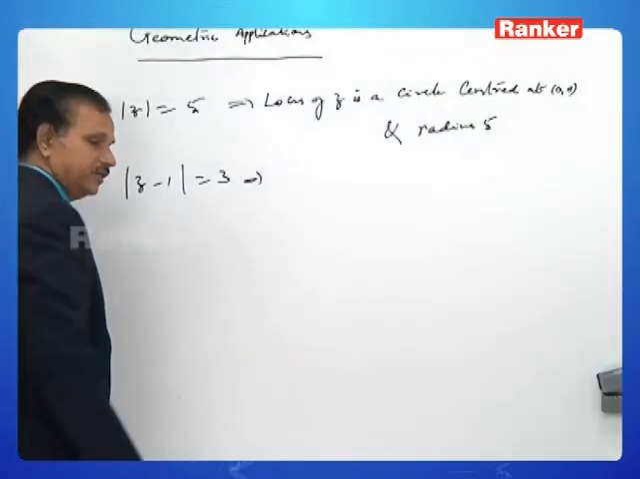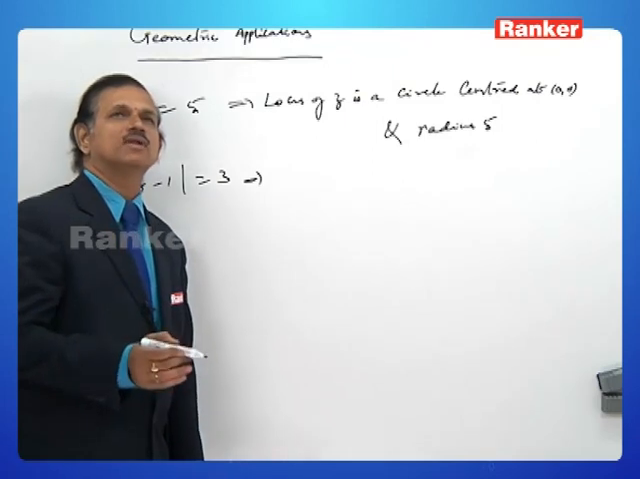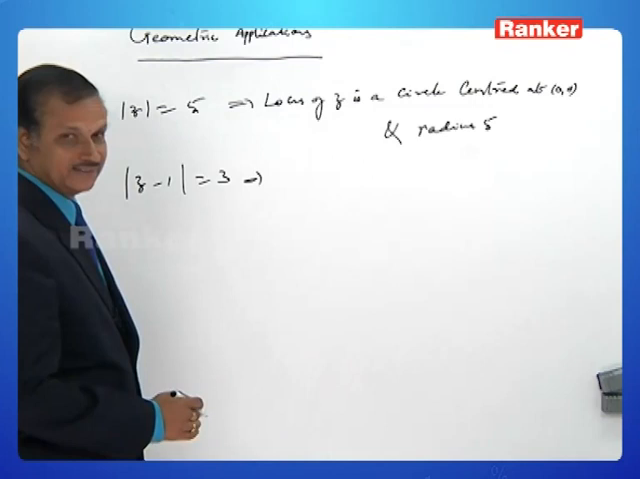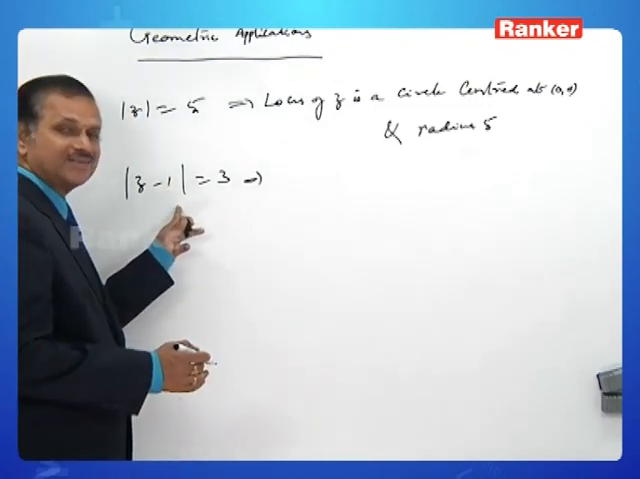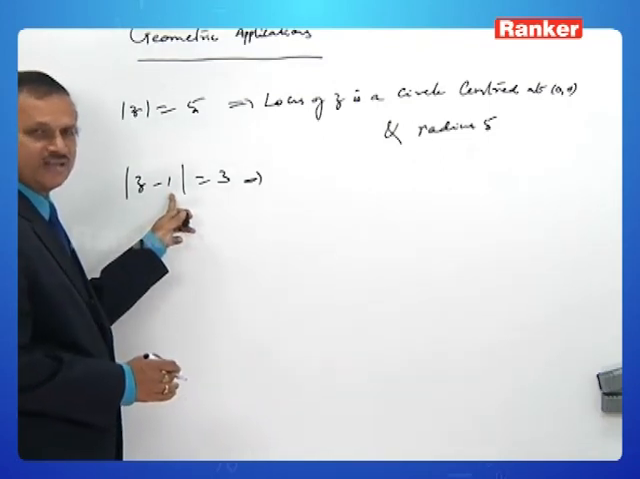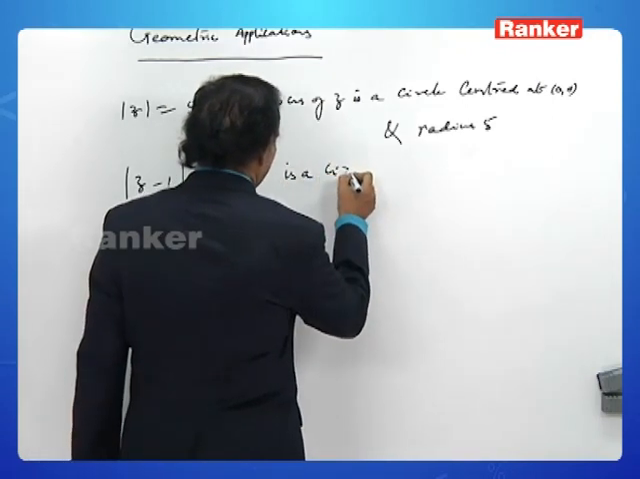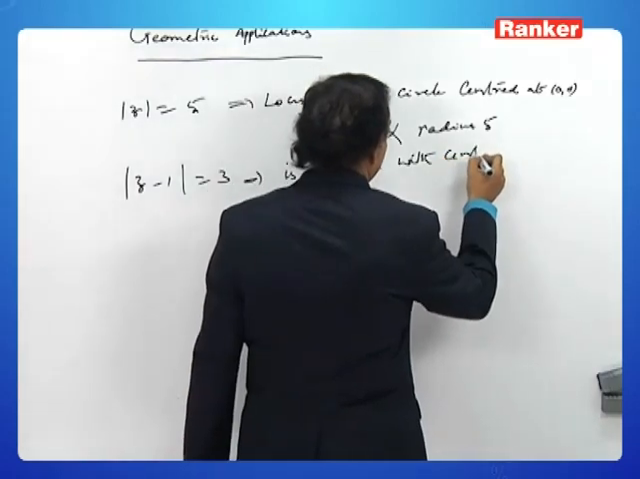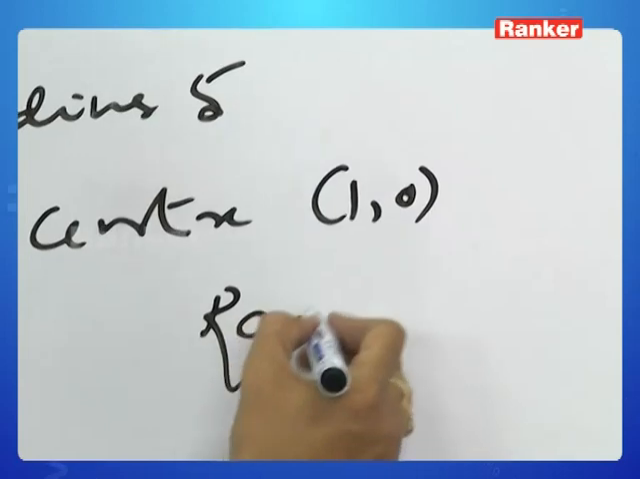What is this? Z minus 1. Z means x plus iy. X minus 1 plus iy. So x minus 1 whole square plus y square is equal to 9. It is a circle centered at 1 comma 0. 1 is a real part, you know. No question of i here. It is a circle with center 1 comma 0 and radius 3.